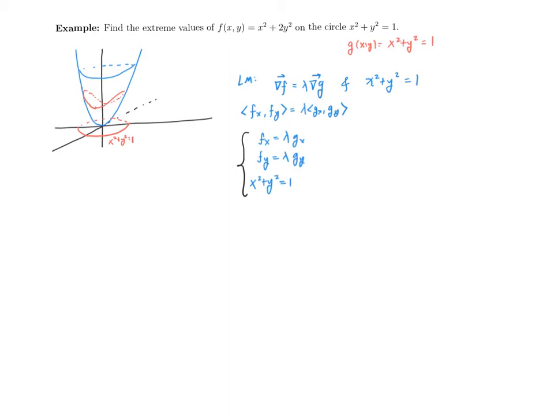So looking at our functions of interest, we have f is x squared plus 2y squared. So that our equations will essentially become, and I'm going to line them up way down here to the left, we have f sub x, 2x, is equal to lambda g sub x, 2x. f sub y, 4y, is equal to lambda g sub y, 2y. And then we have x squared plus y squared equals 1. And what we would like to do is solve for the values of x and y that satisfy these three equations.